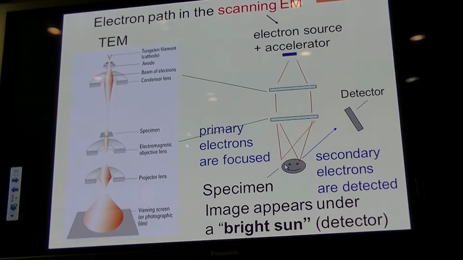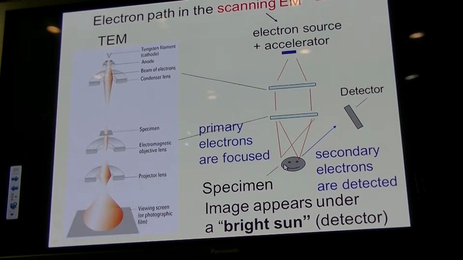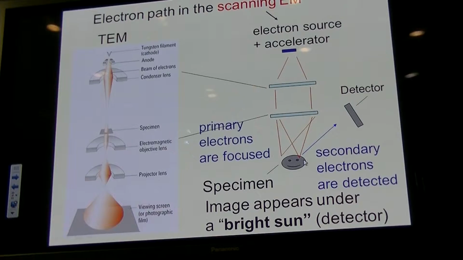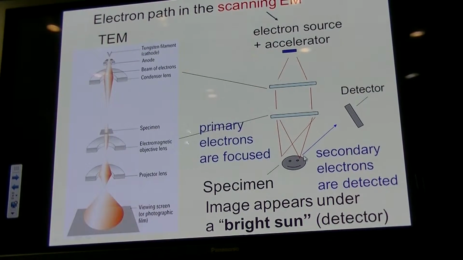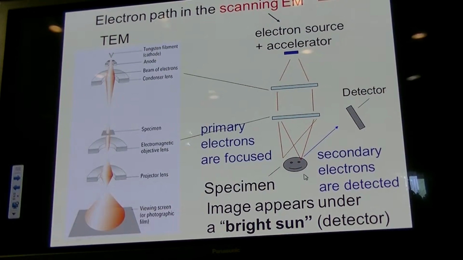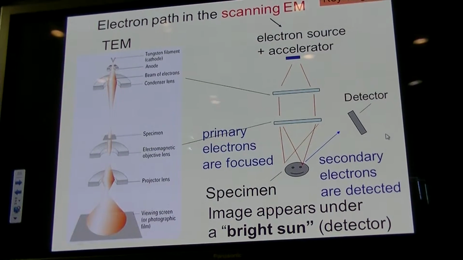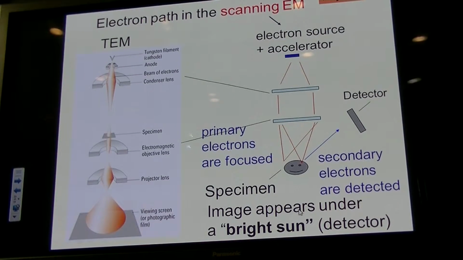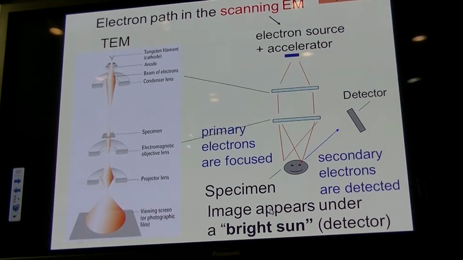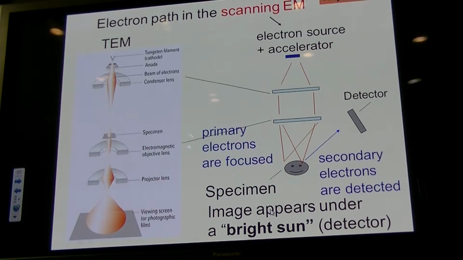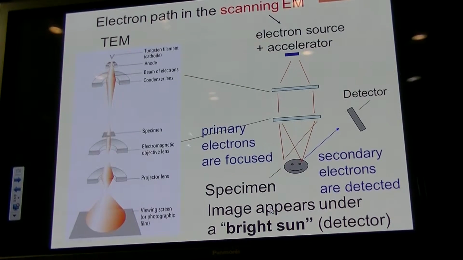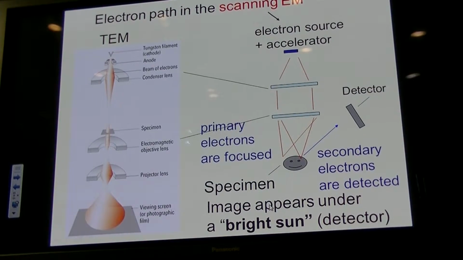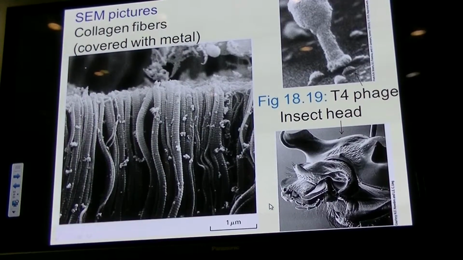So electrons that hit the specimen here away from the detector have a low probability of reaching that detector. But electrons that hit the specimen close to the detector on this side have a good probability of hitting that detector. That gives a current that is read out as brightness. So the image appears as if it's brightly illuminated from a position that corresponds to the detector. That's how the image is formed in a scanning EM. Let's look at one or two examples.